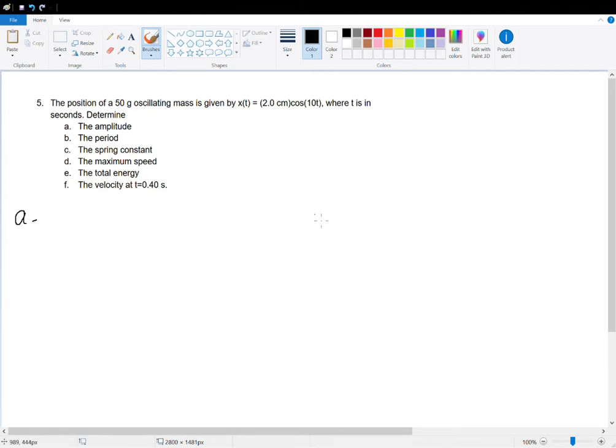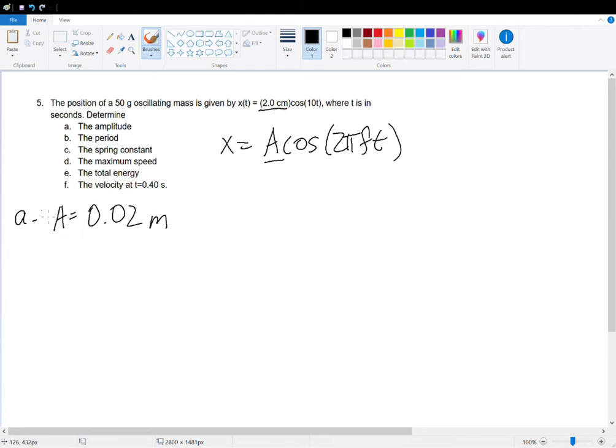So for part A, well, first off, we know that the equation for simple harmonic motion is given by x is equal to A cosine of 2 pi f t. And if we directly compare these, we can see that our 2.0 centimeters is equal to A. It's the thing that we multiply the cosine by. So we can just conclude that A, or amplitude, is equal to 0.02 meters.